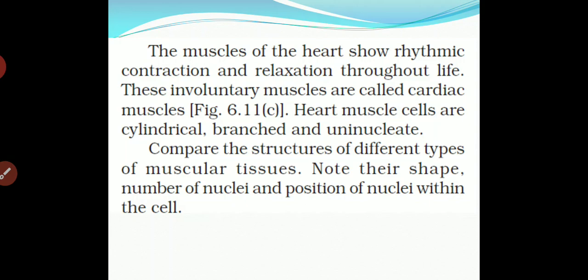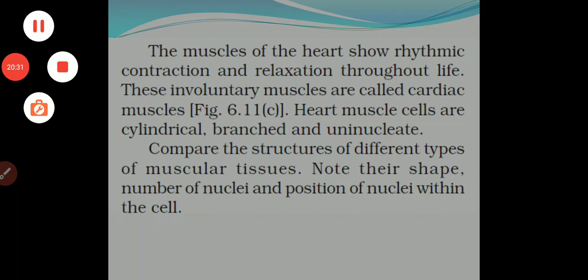Heart muscles are cylindrical, branched and uninucleate. The muscle cells present in a heart have a cylindrical shape and are branched. Each has only one nucleus, so we say it is uninucleate.